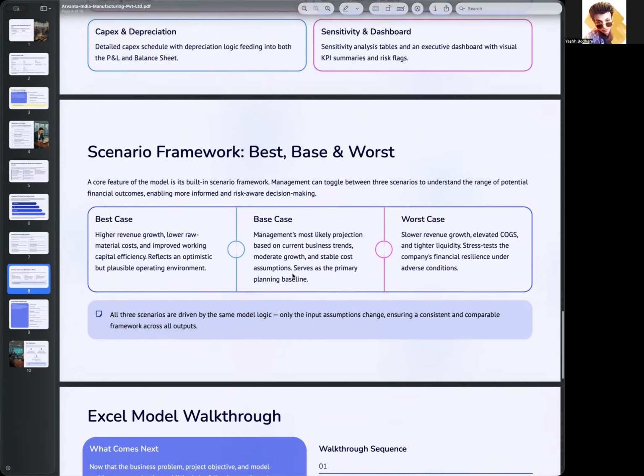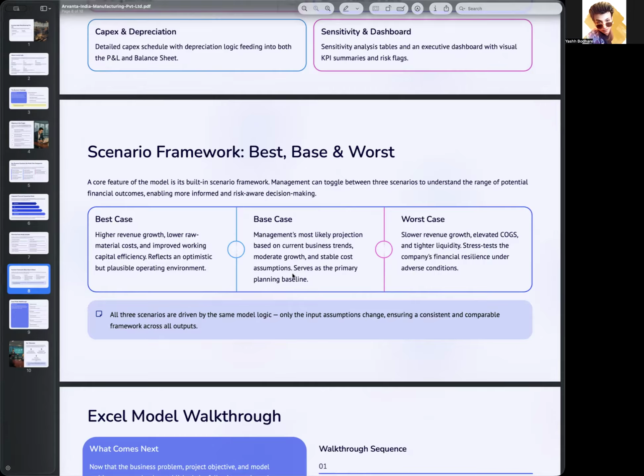So, moving on to the scenario framework. One of the core features of the model is the scenario framework. Rather than relying on one fixed forecast, the model allows management to evaluate three possible operating environments. The first is the best case scenario. This assumes stronger revenue growth, lower raw material cost, and improving working capital efficiency. It represents an optimistic outcome, but the assumptions are still intended to remain realistic.